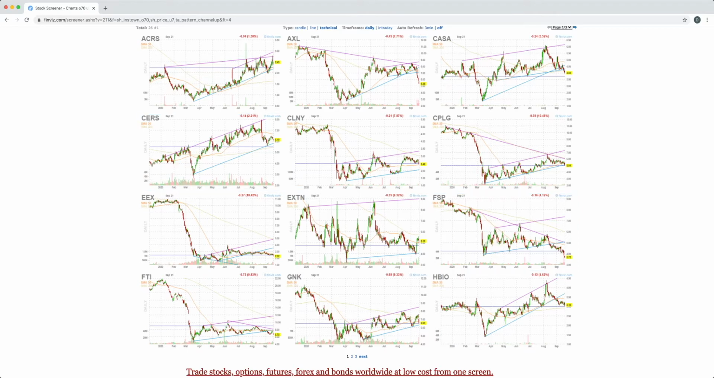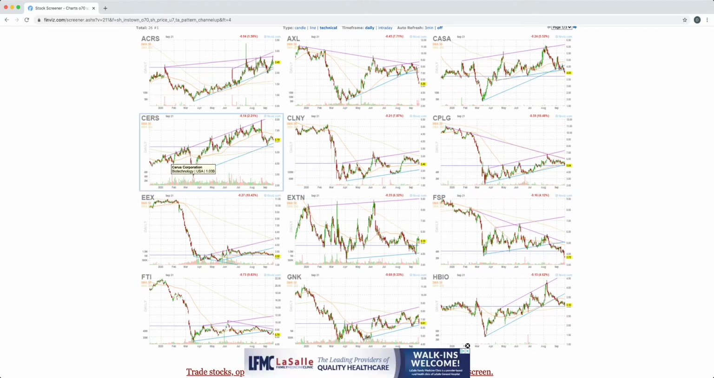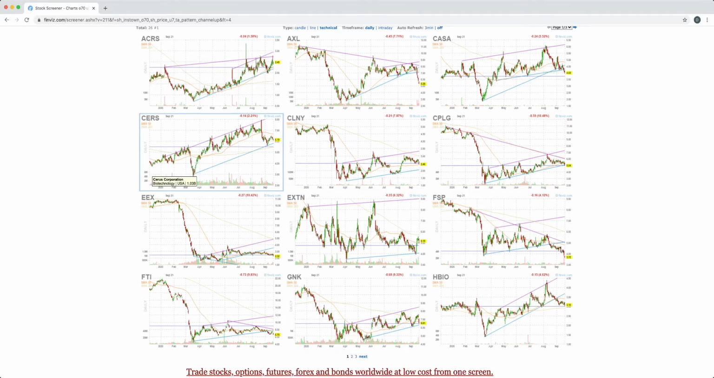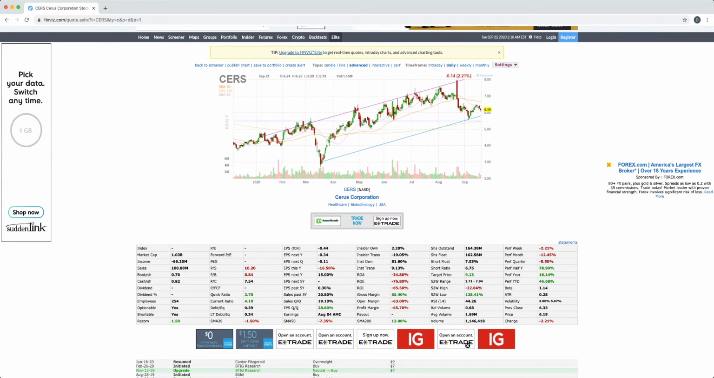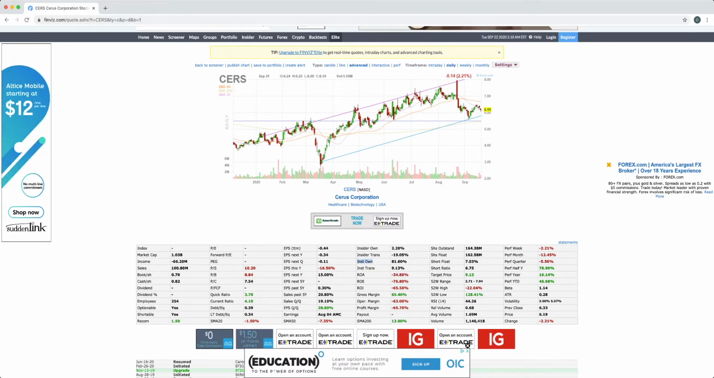I'm looking for something like CERS that is respecting that support line and also that resistance line, and that is still playing inside that trend. I'm going to now click CERS. Now it brings up a page that looks like this, and right here underneath the chart you'll see institutional ownership is 81.6%. That is a whole lot of shares being owned by institutions.